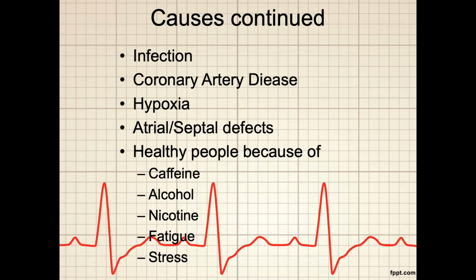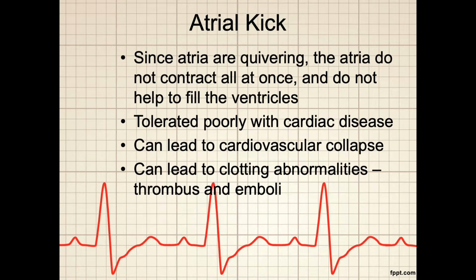A word here about atrial kick. Since the atria are quivering, the atria do not contract all at once and do not help to fill the ventricles. This means that the ventricles do not get to fill completely. This has a direct effect on stroke volume and is tolerated poorly in people with cardiac disease, because this can lead to cardiovascular collapse, and it also can lead to clotting abnormalities, including thrombus and emboli.